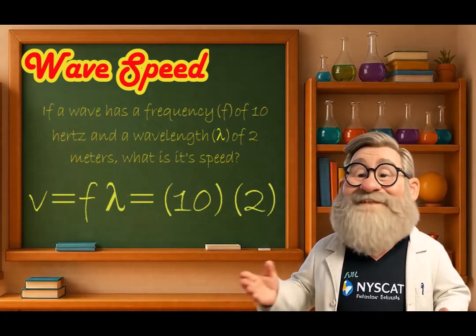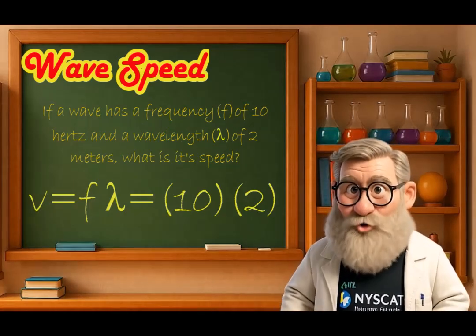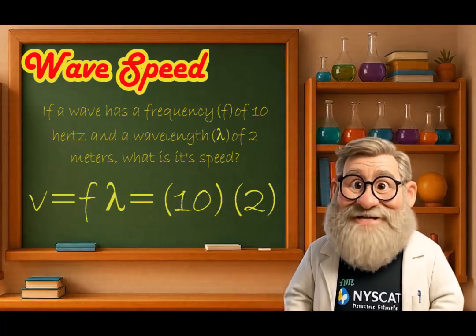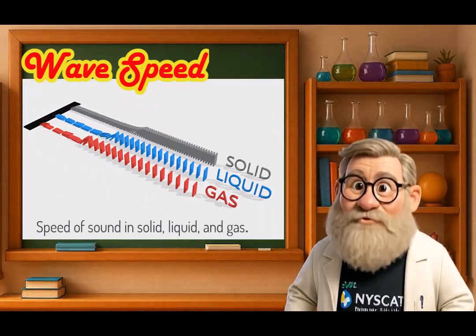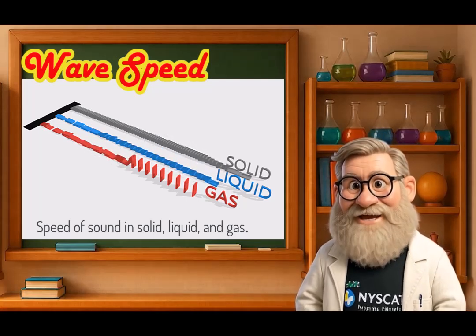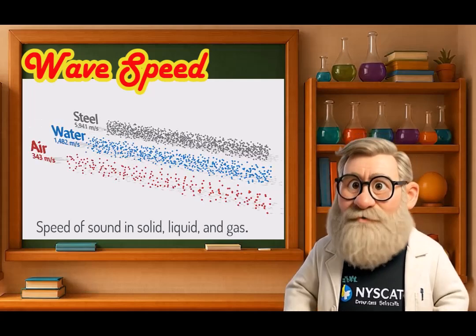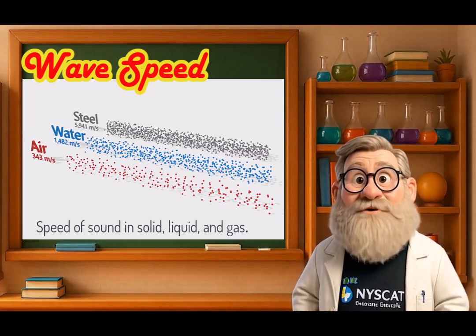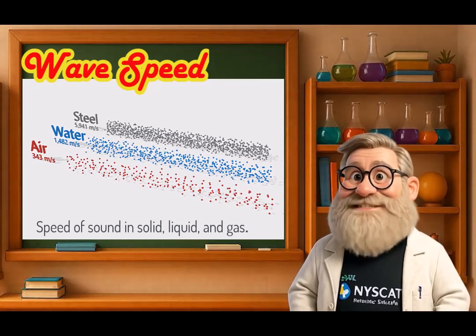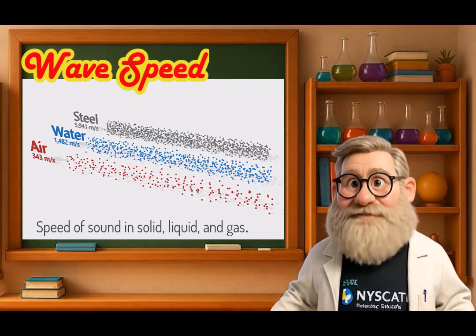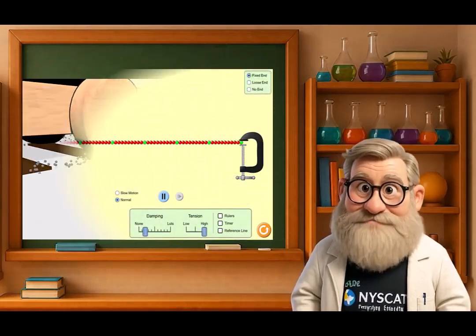For example, if a wave has a frequency of 10 hertz and a wavelength of 2 meters, it travels at 20 meters per second. Wave speed depends on the medium. Sound moves faster in solids than in air, and light travels faster in a vacuum. But once you know the frequency and the wavelength, you can figure out how fast that wave is moving. This relationship helps scientists and engineers in everything from designing communication systems to studying earthquakes and ocean currents.